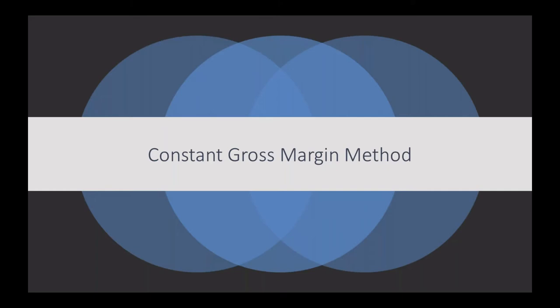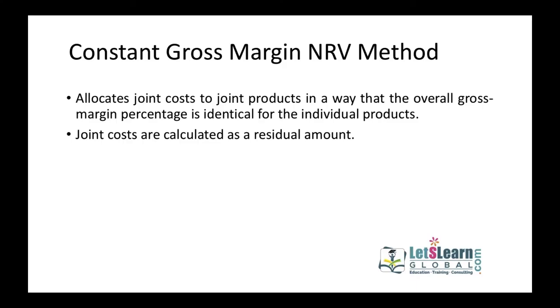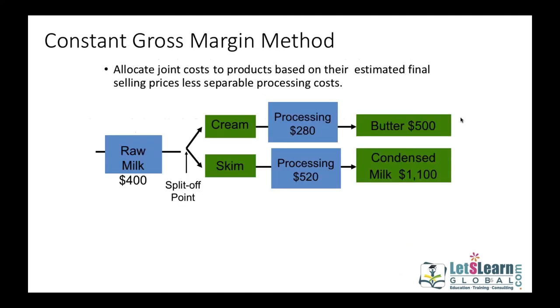We discussed three other methods in the previous session, and in this session we'll discuss the constant gross margin method, or percentage gross profit method. Under this method, we allocate the joint costs to joint products based on their gross profit percentage. Gross profit is the difference between sales and cost of goods sold. So the first step is to find the gross profit. Then we can find the percentage gross profit, which is gross profit over total sales times 100.